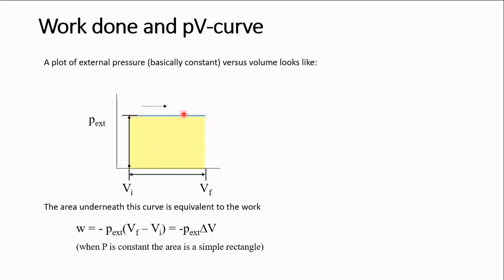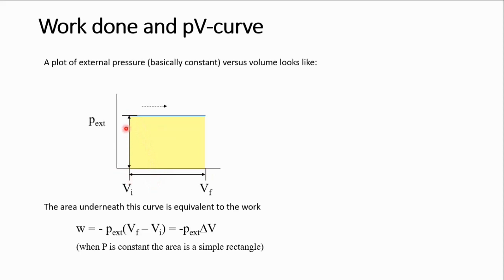Now, this might not look like much of a curve, and by this I'm talking about this blue line here. Okay? Let's say you have a system where the pressure is fixed, all right, so the pressure is constant, whereas the volume is changing from VI to V final, or VI to VF. The area underneath this curve is equal to the work. Now, if you look at this diagram here, it looks like a rectangle. How do you calculate the area of a rectangle? It is side times side. So the length of one side multiplied by the length of the other side.